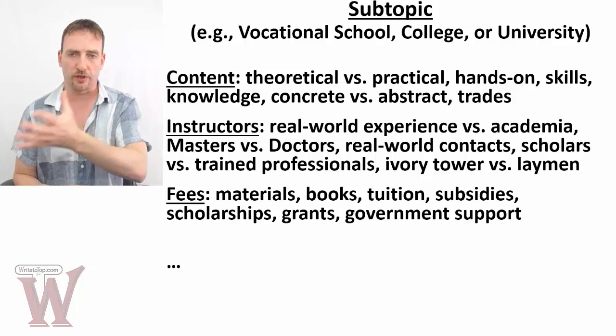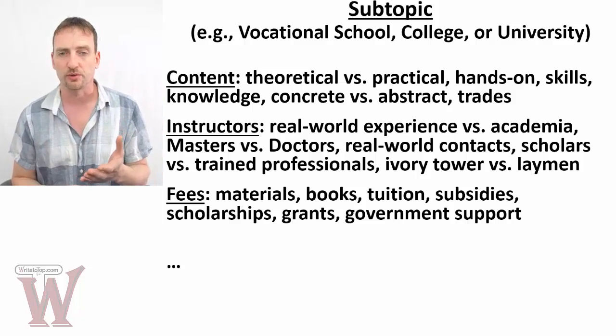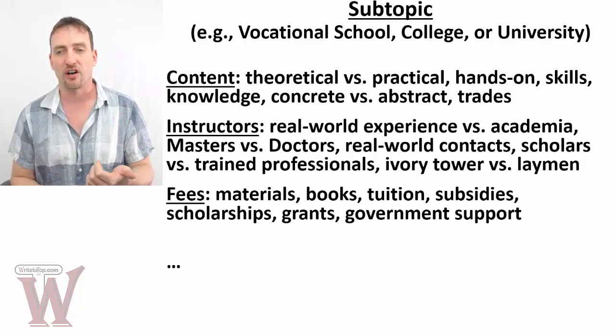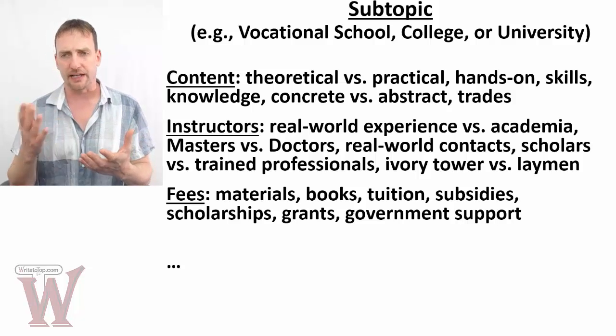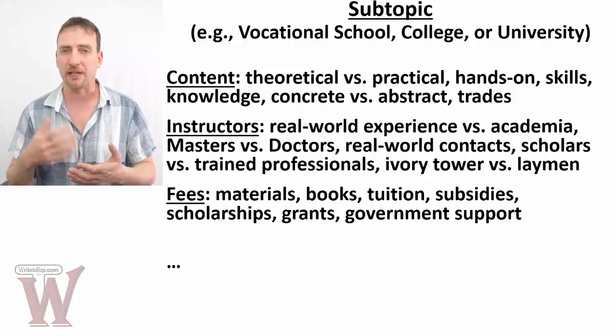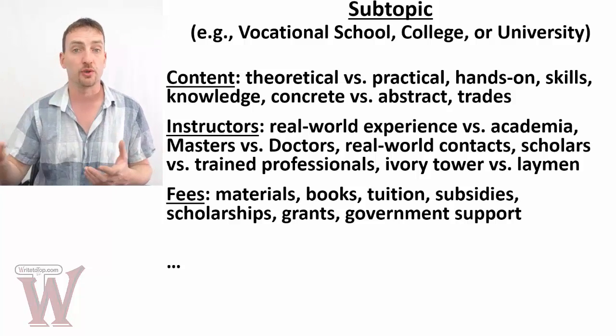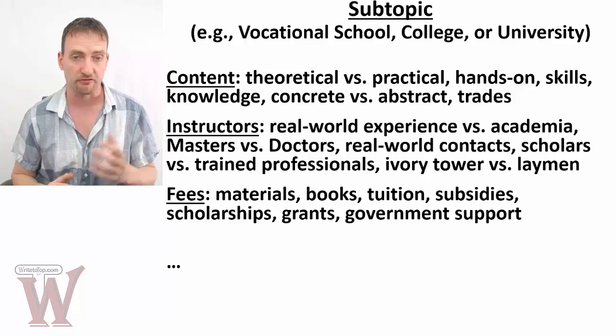Content. So when you're talking about these different types of schools, you have theoretical versus practical education. You can have hands-on education, skills, knowledge, concrete versus abstract, trades. Now, trades are people like a carpenter, mechanic, plumber. They learn a very specific skill that they can then use as a job, as a career.